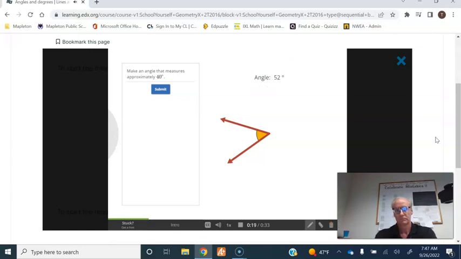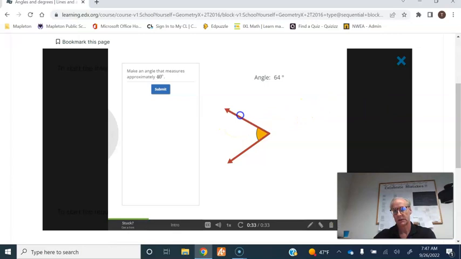Now a single degree is a pretty small angle. Try moving these rays around to get a feel for what the measures are for different angles. When you're ready, try making an angle that's approximately 40 degrees, and then press the Submit button over here. Be sure and try this.